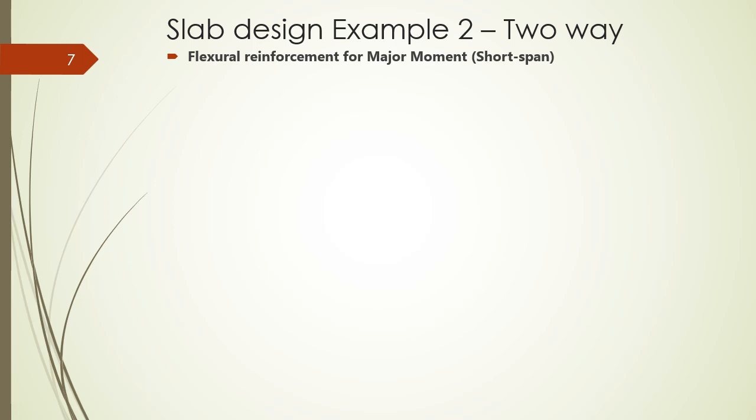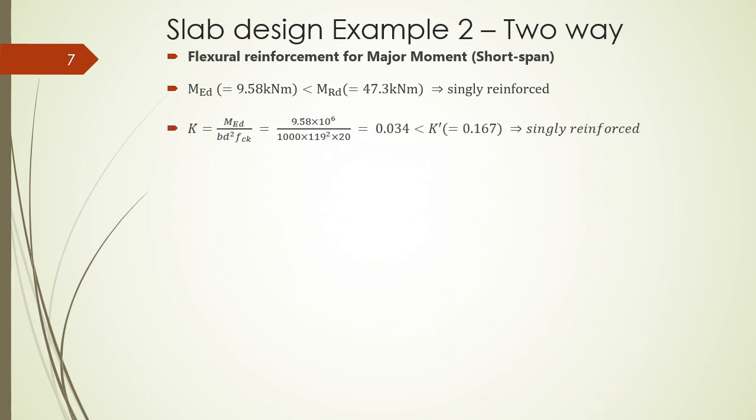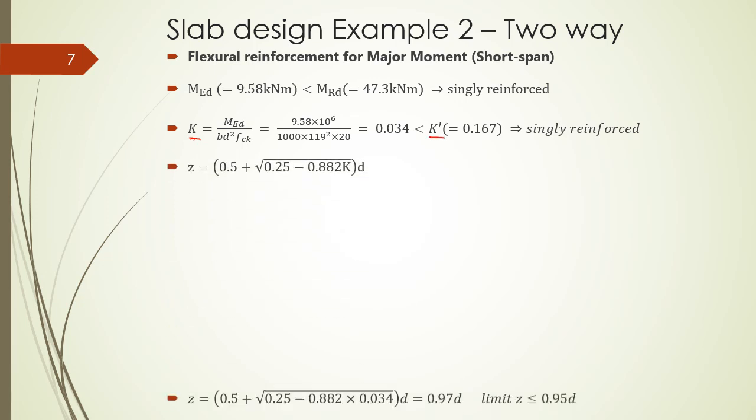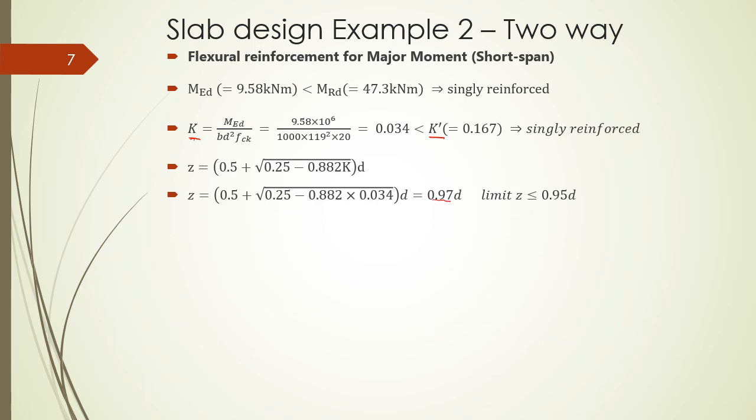For the major moment or the short span, we'll have the moment effect of the design load as 9.58 kilonewton meter. We'll compare that with the design moment of resistance, and we will get that it's singly reinforced. Similarly, we could calculate K and get that it's less than K prime. We'll then go ahead and get z, which is 0.97. However, it's good practice to limit z to not greater than 0.95d. We'll then calculate the area of steel, and you'll find that it is 212 millimeters squared per meter.